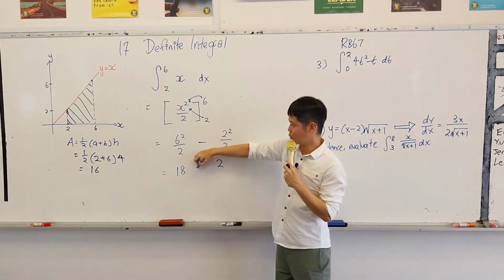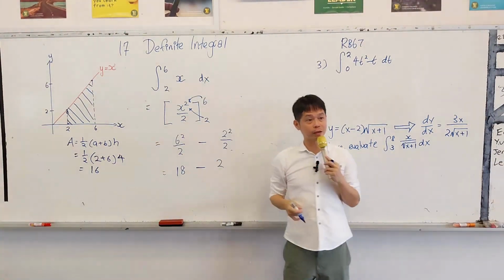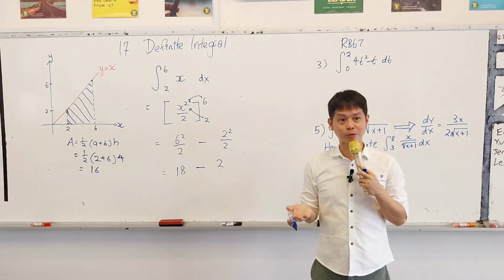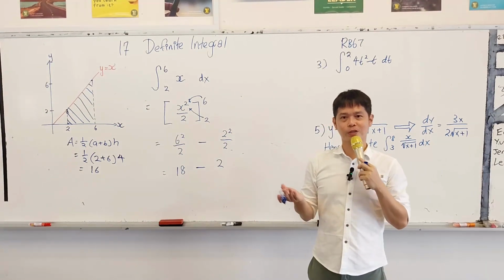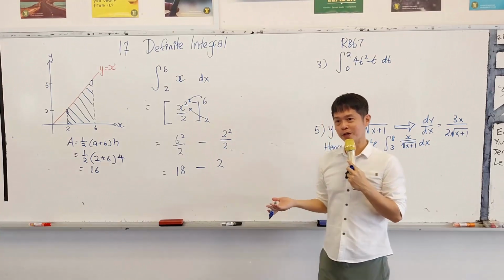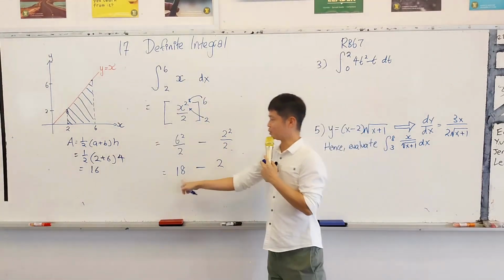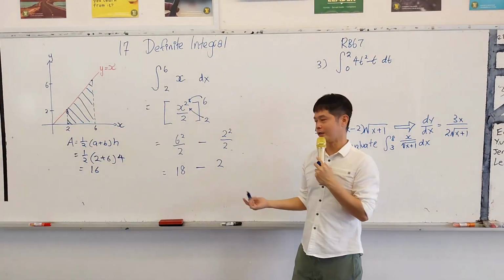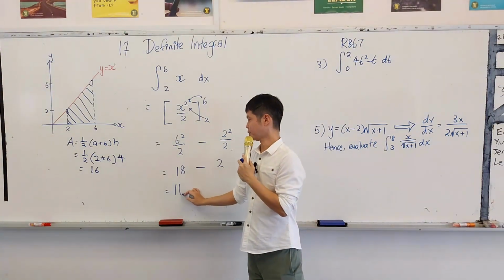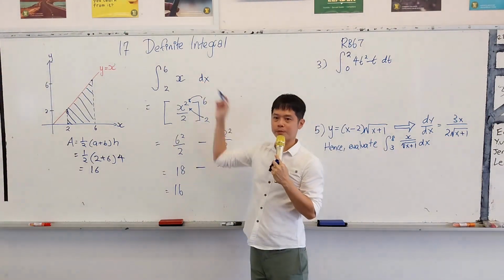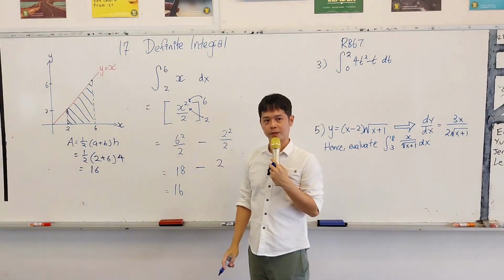Do you know why the top number must be bigger than the bottom number? Otherwise, what will happen? You get negative area, right? Or imagine the 2 is on this side and the 18 is on this side, then you get a negative area. So the top number must be bigger than the bottom number.